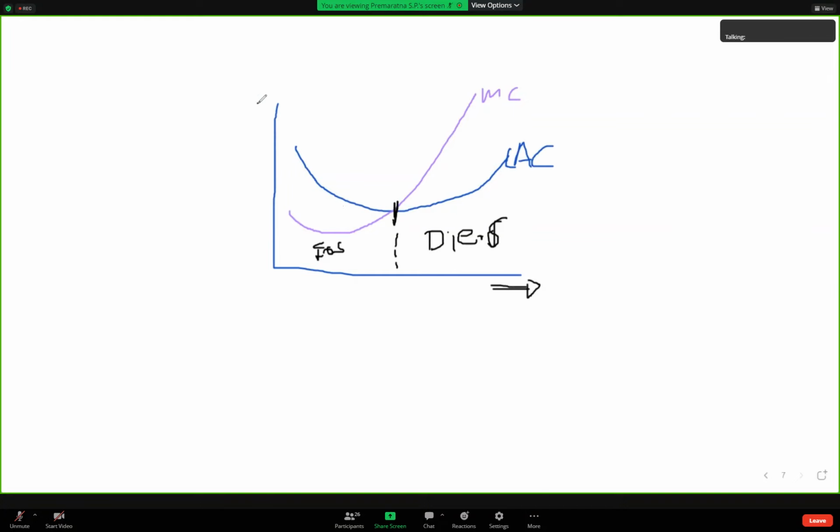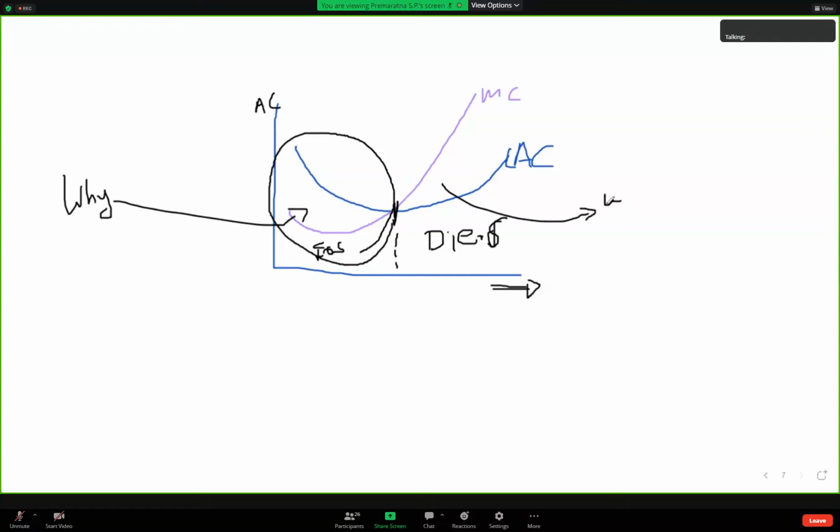You must understand now why a firm gets these economies of scale when it expands to a certain level. Why the economies of scale? And also you must understand why these economies of scale happen. That is the important thing to understand.